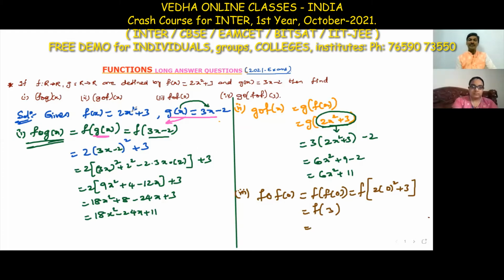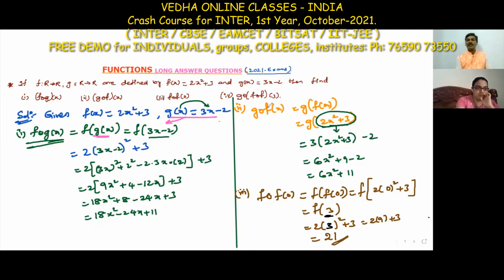Now f of 3. In place of x we have 3, so I substitute 3 in place of x in the f of x function. That is nothing but 2 into x square plus 3. What is x here? X value is 3. Replace 3 here. Now the value is 2 into 3 square, which is 9, plus 3. 2 nines are 18, 18 plus 3 is 21. 21 is the required solution.